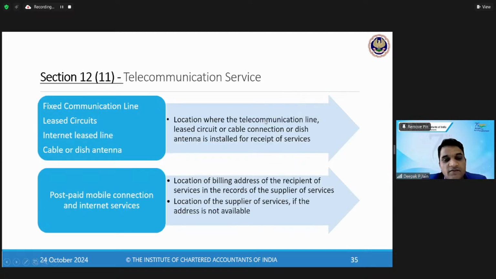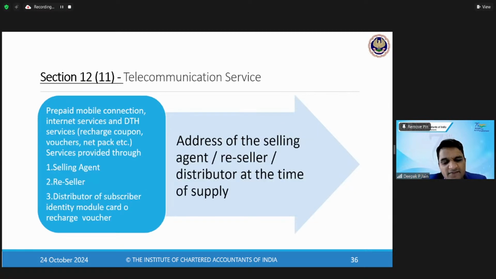Prepayment. In case of prepayment, then the address of the selling agent. Whatever services we are getting in prepayment, like prepaid mobile recharge and the internet service, this kind of service, then the address of the selling agent we will consider for the telecommunication service. Is it okay? Fine.